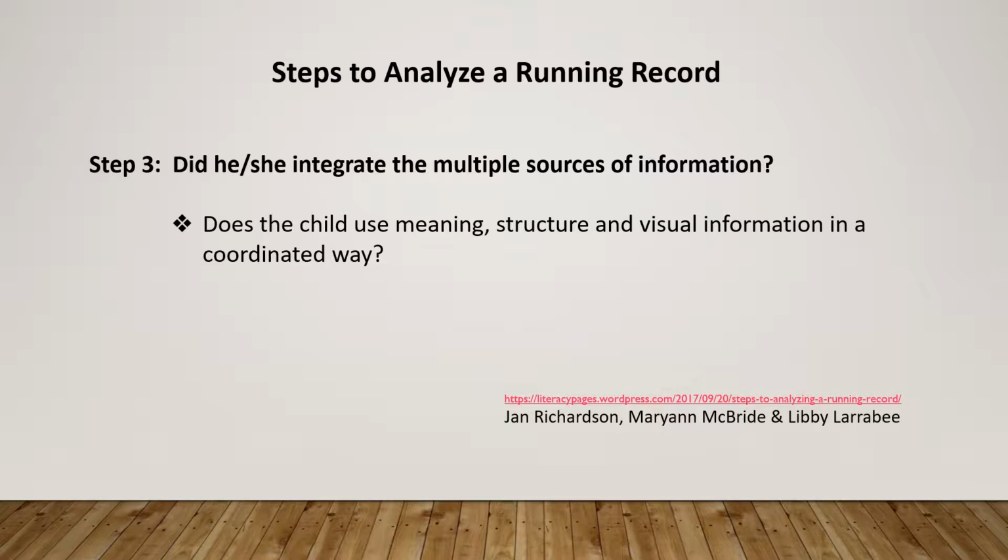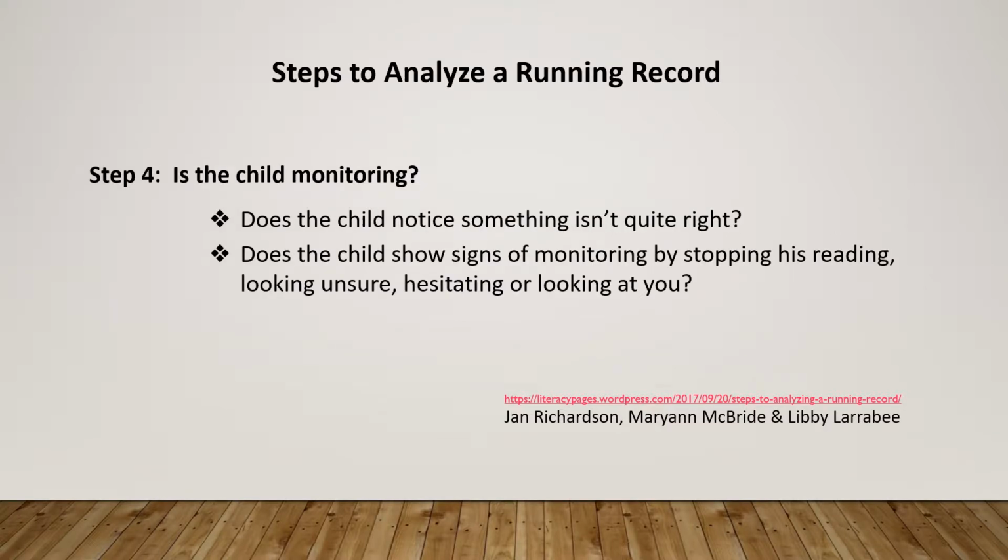Step number 3, did he or she integrate the multiple sources of information? Does the child use meaning, structure, and visual in a coordinated way? Step number 4, is the child monitoring? Does the child notice when something isn't right? Does the child show signs of monitoring by stopping his reading, looking unsure, hesitating, or looking at you? And sometimes just by stopping, that's a great step because at least they realize something's wrong and you can always work on teaching them what to do at that point.